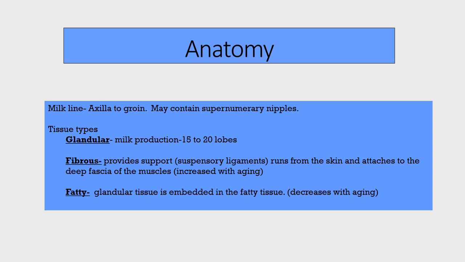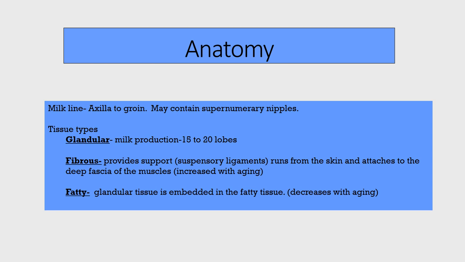So the biggest part that you need to know for your anatomy and physiology is the milk line. This is that line that extends from the axilla all the way down to the groin bilaterally. This is typically where you're going to see any sort of supernumerary nipples. So if they have any extra nipples, it'll typically be along this line. That's something you need to be aware of when you're assessing, looking for any supernumerary nipples. And then the tissue types.